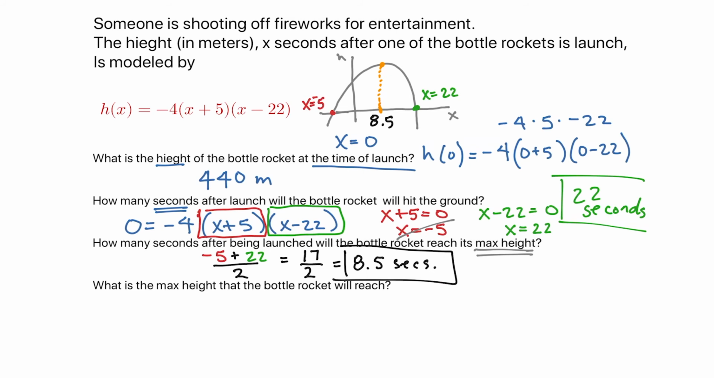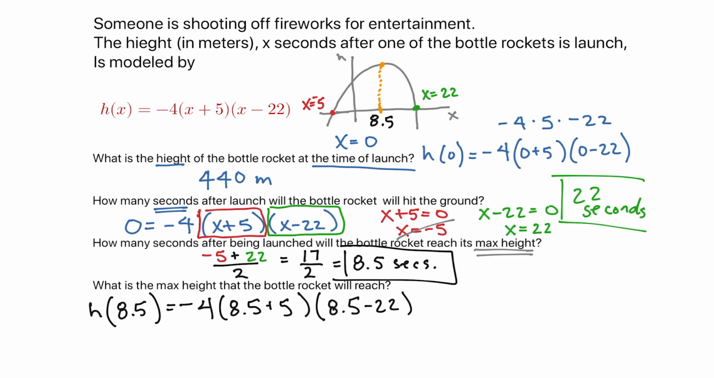Now my last question here says, what is the maximum height that the bottle rocket will reach? Well, I know how long it takes for it to get to its maximum height, right? 8.5 seconds. So I just want to know, what is h after 8.5 seconds? So what we are going to do is plug in 8.5 into our equation for x. You don't have to worry about the h of 8.5. I'm just worried about this right-hand side.